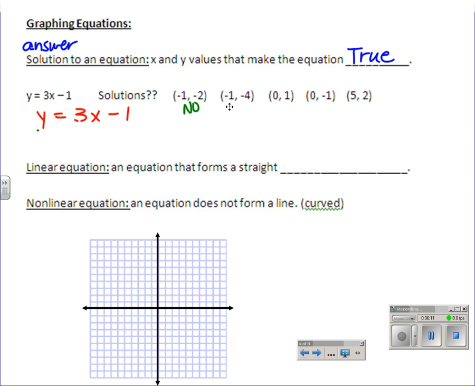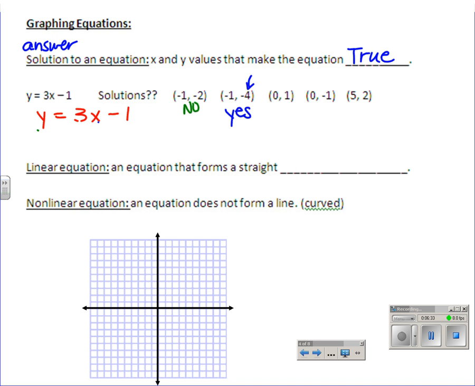So let's try this one. How about -1 comma -4? Well, I think we just worked that out, but we'll test it. Let's put a -1 here. So 3 times -1 is -3, minus 1. Let's add the opposite, and I get -4 for y. And that's exactly what it says here. So this one would be a solution. All right, let's check the next one.